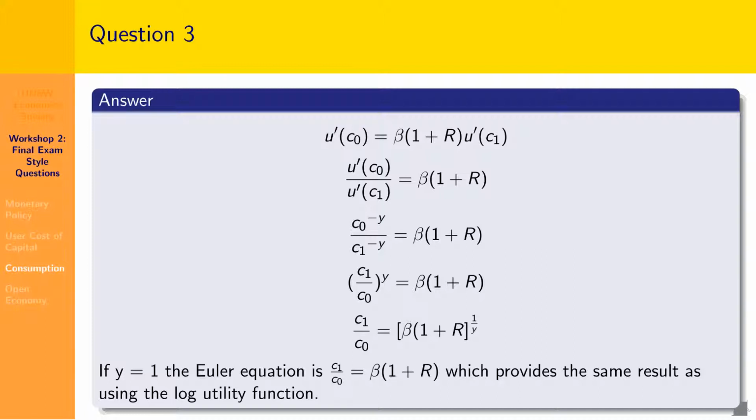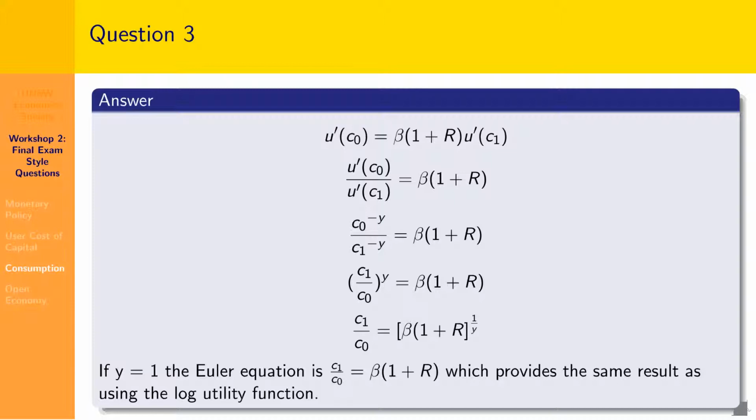We can rearrange this equation by moving marginal utility of C1 to the left-hand side, which is seen in the second equation. From the question, we know that the marginal utility of consumption is c to the power of minus y. We can then represent this relationship in the third line. After some rearranging, we'll end up at the final equation. Looking at the final equation, we can see that if y is equal to 1, then the Euler equation just becomes C1 over C0 is equal to beta times 1 plus r, which provides the same result as using the log utility function.